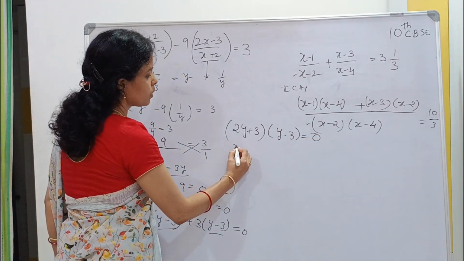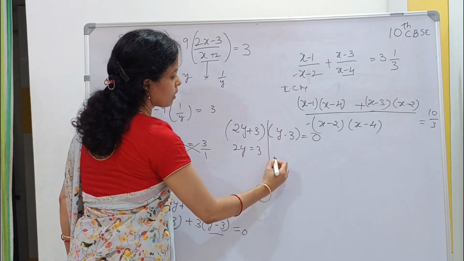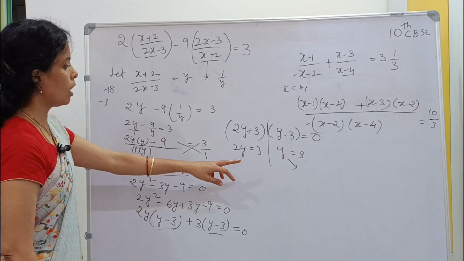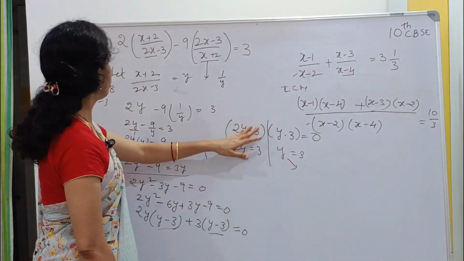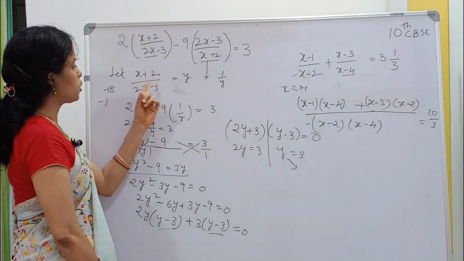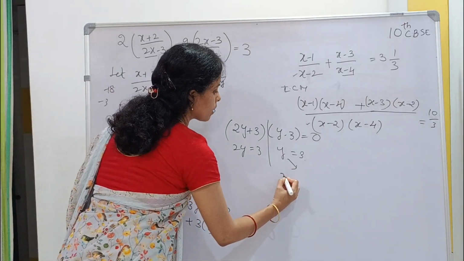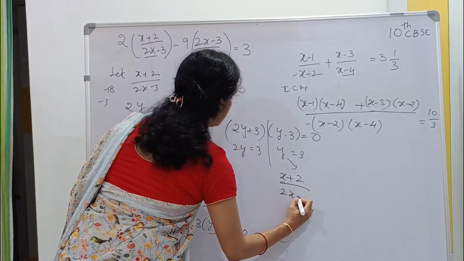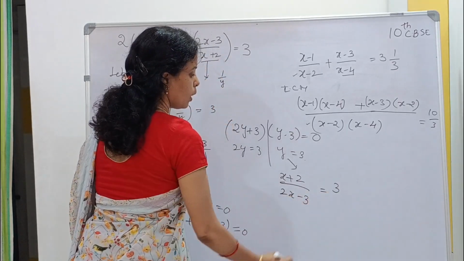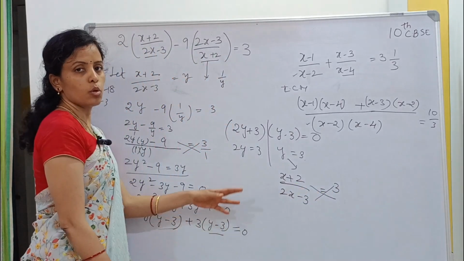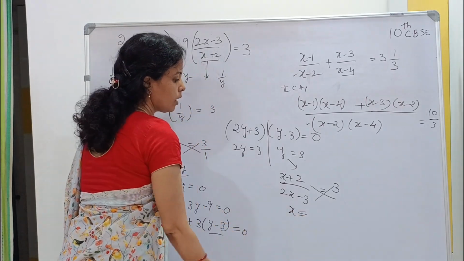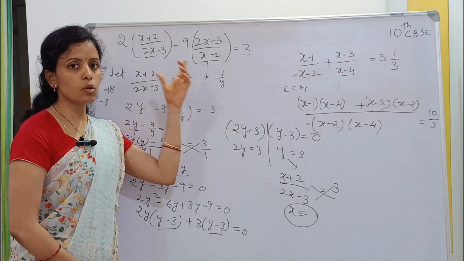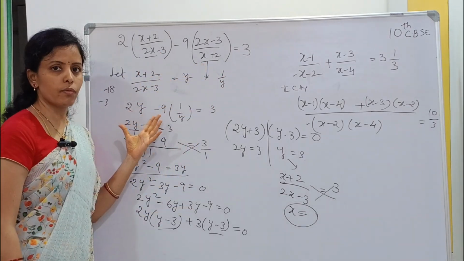So now we have 2y is equal to 3, y is equal to 3. When we consider this as one of the roots, this is not our solution. We have to, what we have considered y as (x+2)/(2x-3). So let's equate that: (x+2)/(2x-3) is equal to 3. Now when we cross multiply, we can solve for x. So when we are asked to find such long, complex equations, this is one of the tips you can follow.